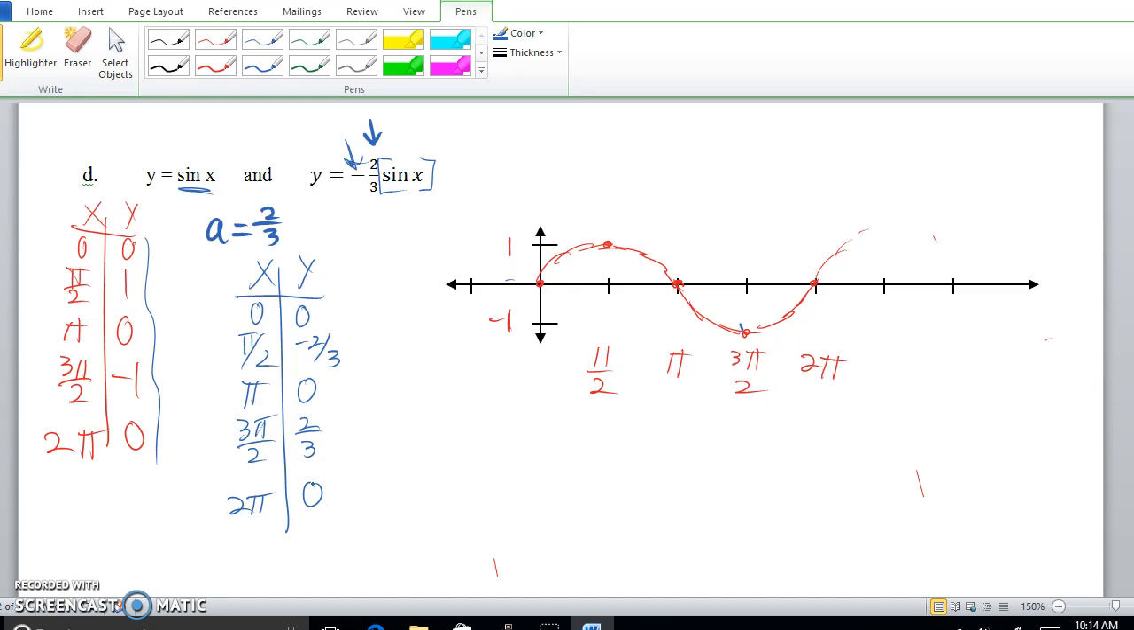So let's see how this one's going to look. We're going to start at 0, 0. Then we're going to dip down, not all the way to -1. We're going to go 2/3 of the way, about right there. And then we go back to 0. And then we're going to peak at 2/3 of the way, about right there. And then we're going to finish off at 2 pi right there. So we come down, here we go. So you can see what the transformation did here.